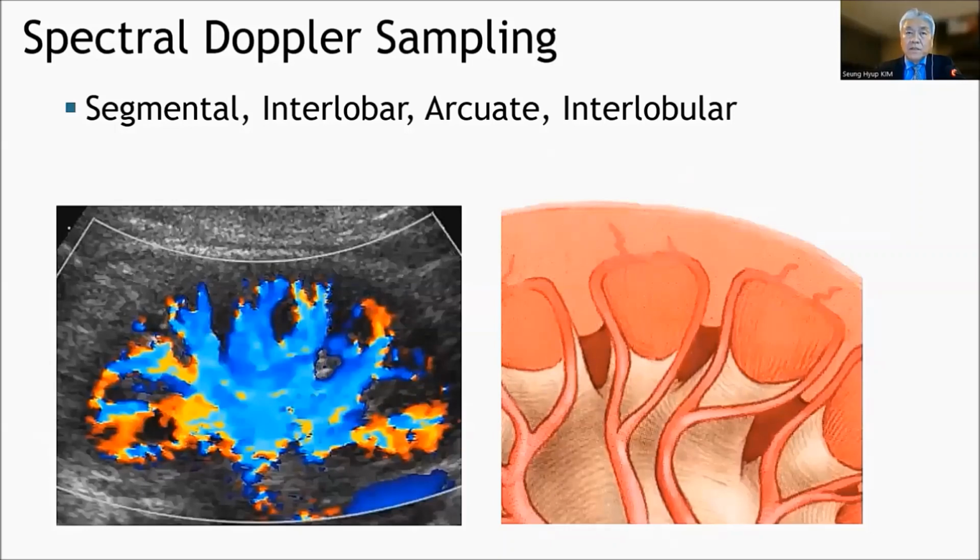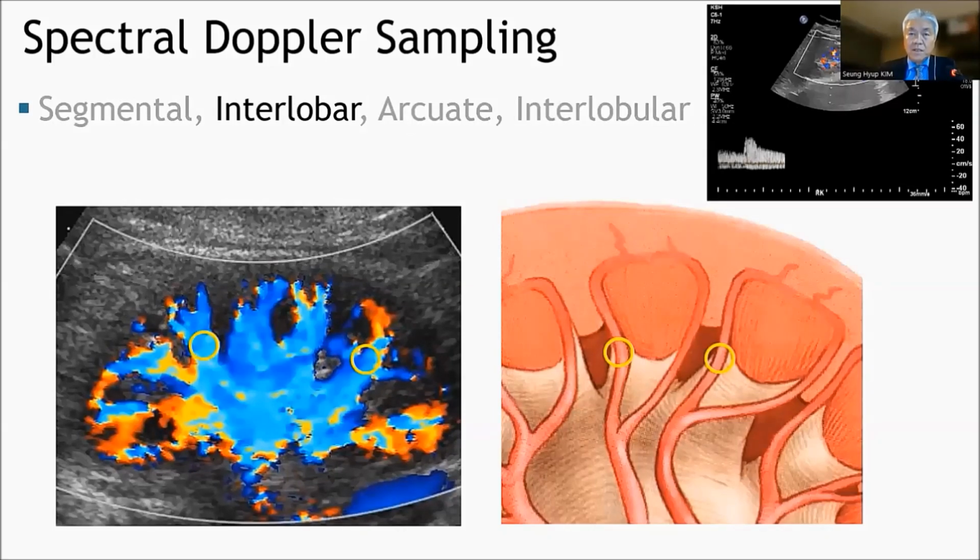When you take Doppler spectra to measure the resistive index, sampling location is important because the spectra are slightly different according to the sampling vessels. Resistive index in the bigger segmental artery is slightly higher than that of the peripheral smaller arteries. So among the renal artery branches, including segmental, interlobar, arcuate, and interlobular arteries, the best location is an interlobar artery, which is quite peripheral and has an optimal Doppler angle.